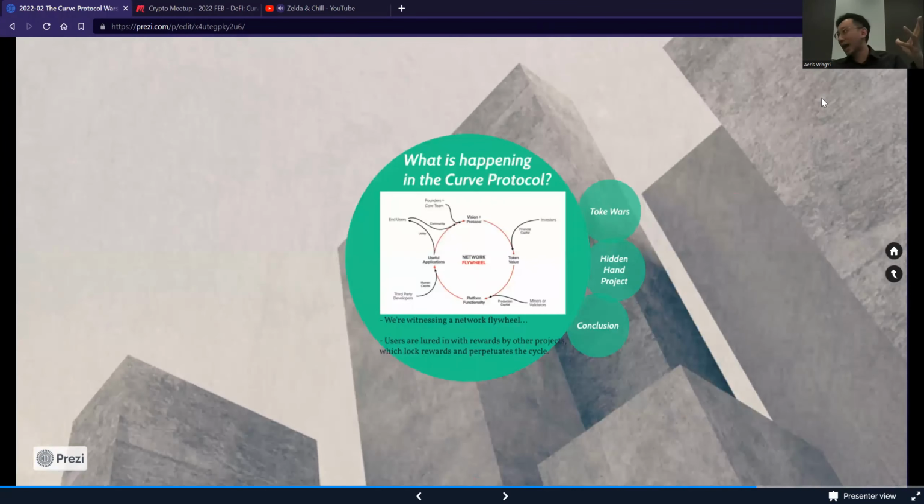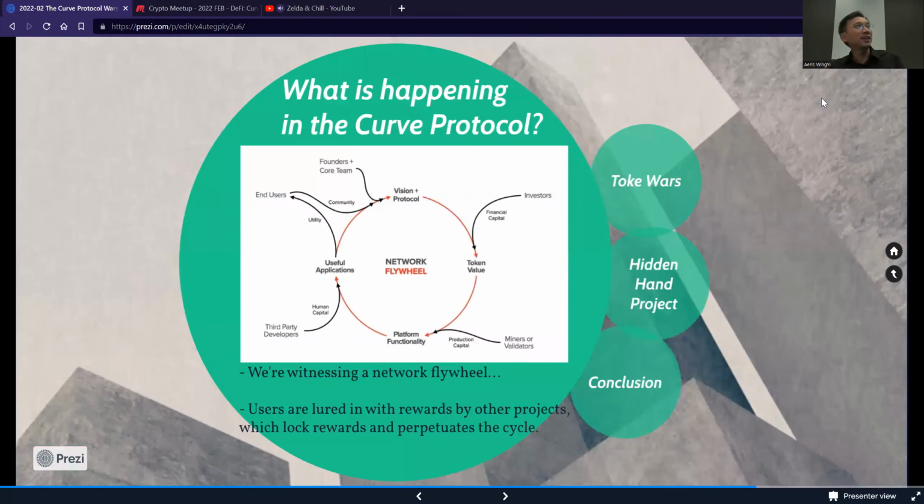So what does this actually mean? What we're witnessing is a network flywheel happening. Right? So like how the rewards get dropped to users, and then they lock it for 4 years. You deposit into Convex Finance, and then they lock it again, and then you get it, and then it just keeps going in a circle, right? So this flywheel just keeps on cycling. The price should technically go up, but obviously things are different, right?